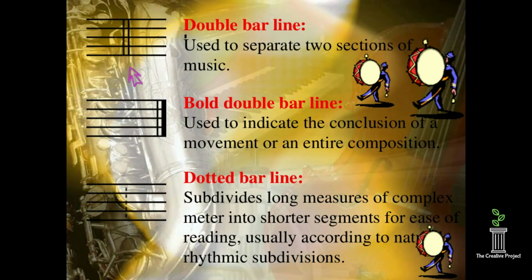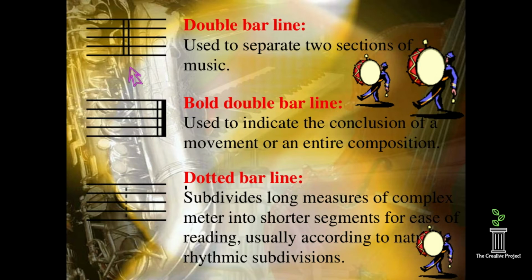The first one is the double bar line. This double bar line is used to separate two sections of a music. In the music we can separate it into two sections by using this. And the next one is bold double bar line. This bold double bar line is used to indicate the conclusion of a movement or an entire composition. So in a music sheet, if you see this, that means that is the end of a music.